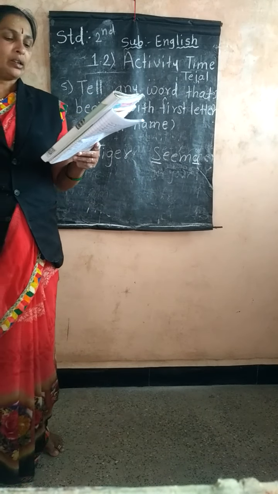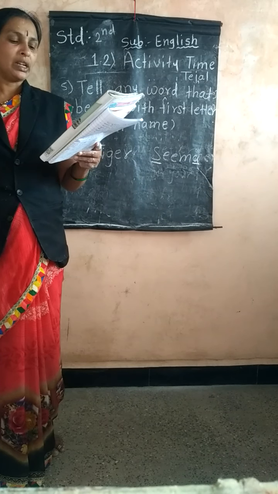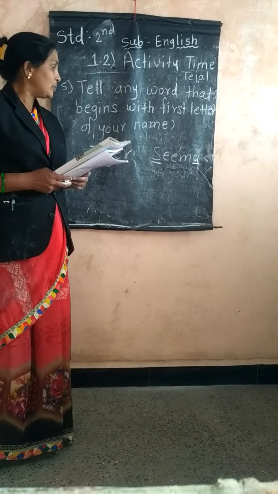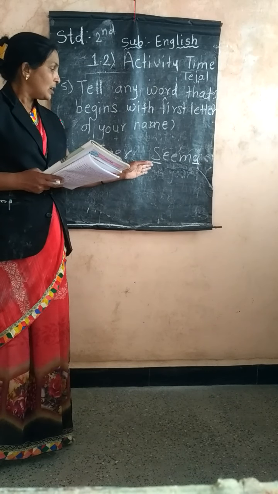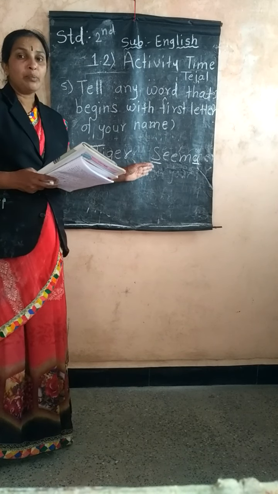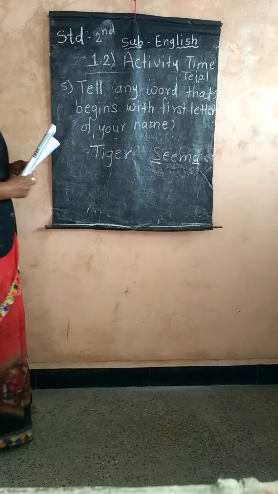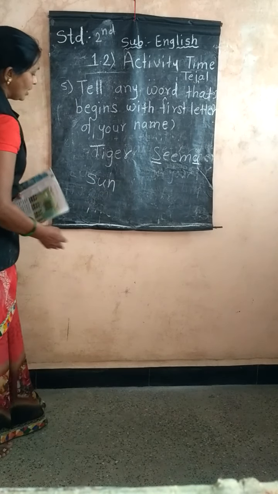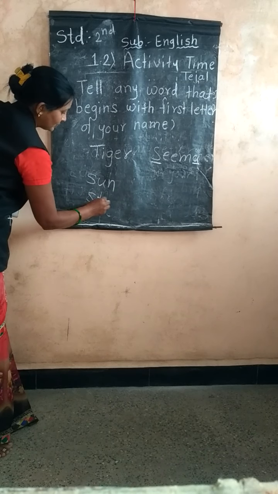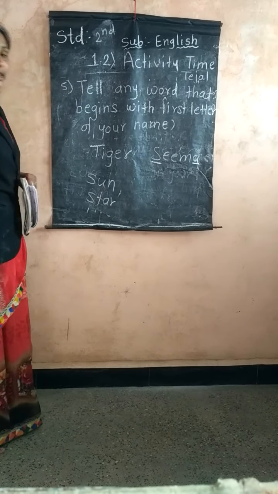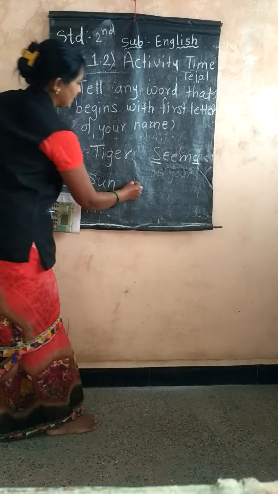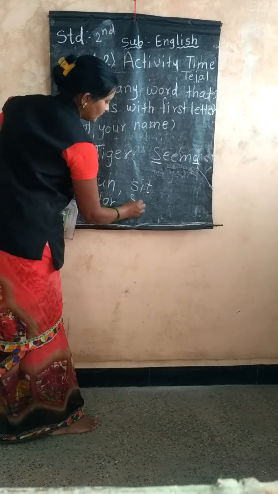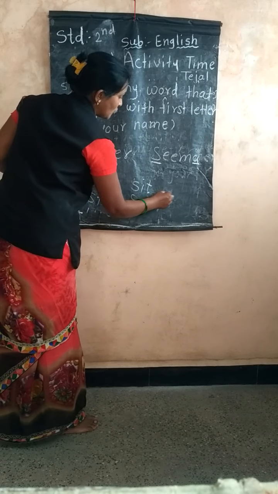Tell any word that begins with the first letter of your name. Okay, now listen here. My name's first letter is S. Then which words begin with S? Then sun. Then star. Then seed. Then soon. Sugar.